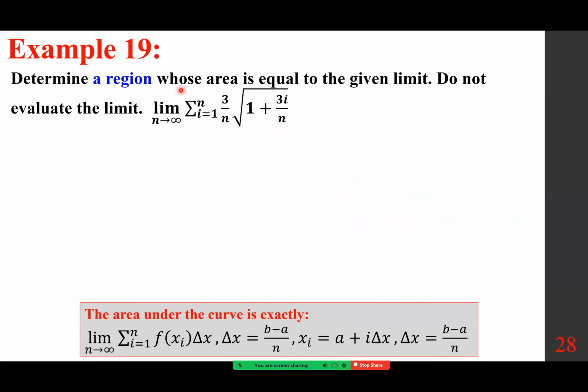Determine a region whose area is equal to the given limit. Do not evaluate the limit. It's important to know that it doesn't have to be unique, everybody. So let's see how we deal with that. Well, let's write the limit.